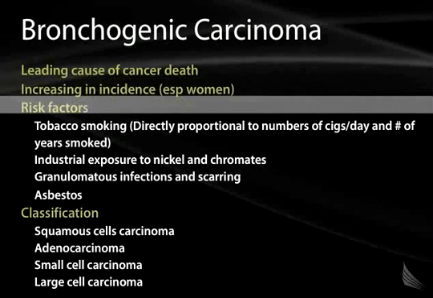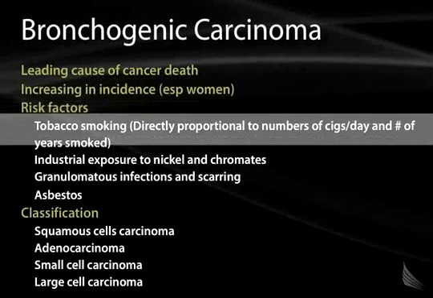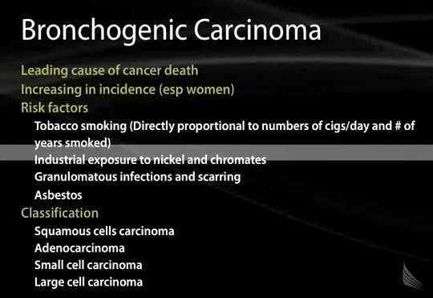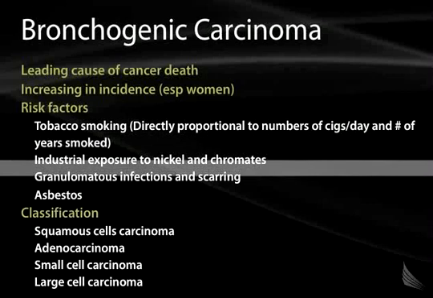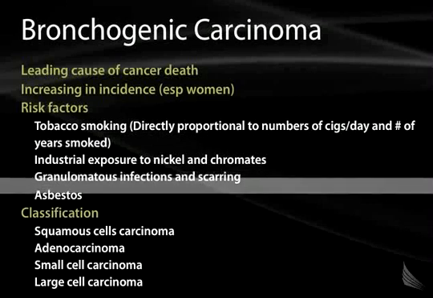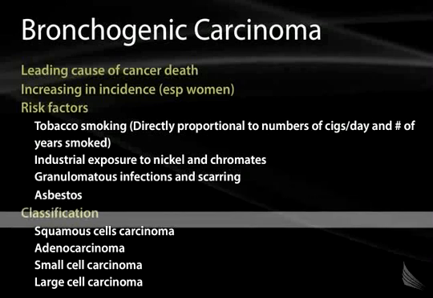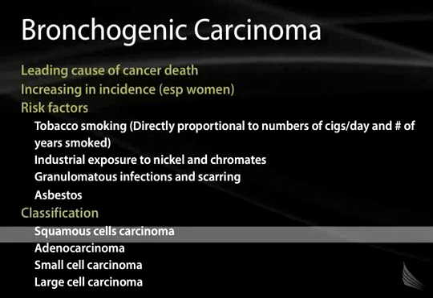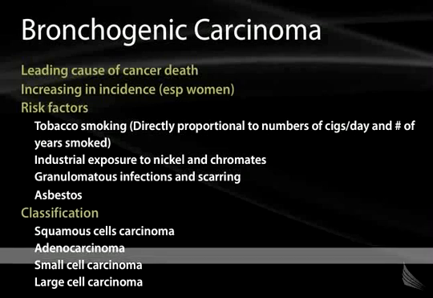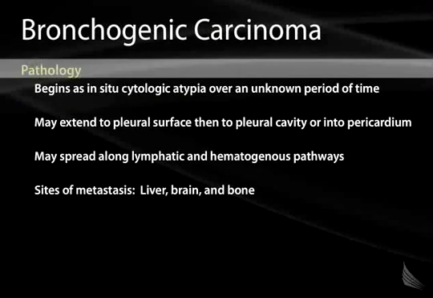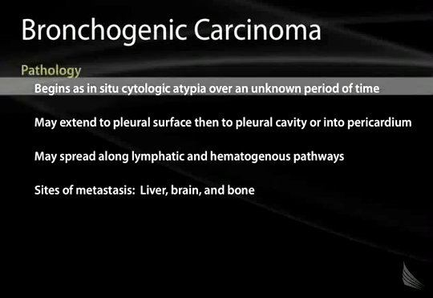The risk factors for bronchogenic carcinoma include tobacco smoking, industrial exposures, granulomatous infections and scarring, as well as asbestosis. The classifications of bronchogenic carcinoma include squamous cell, adenocarcinoma, small cell, as well as large cell. The pathology of bronchogenic carcinoma is very detailed. It normally begins in situ cytologically with atypia over some unknown period of time.